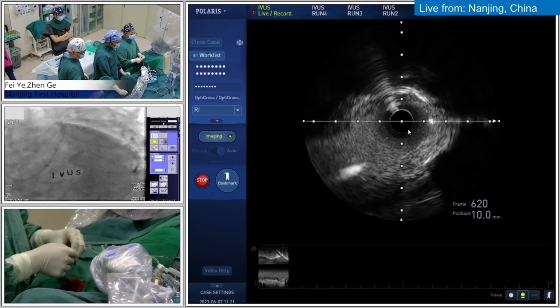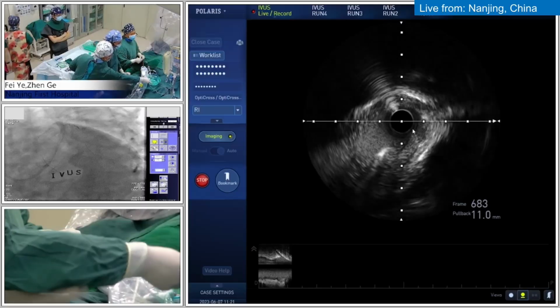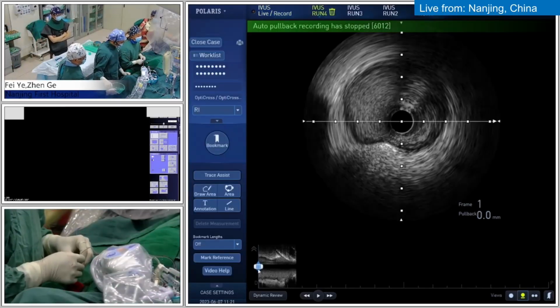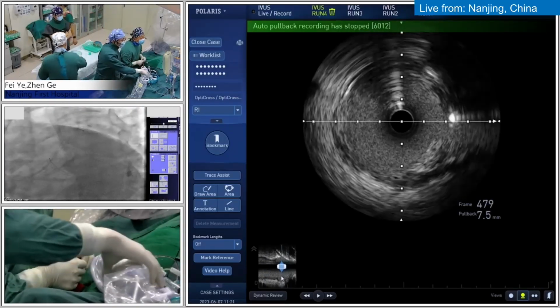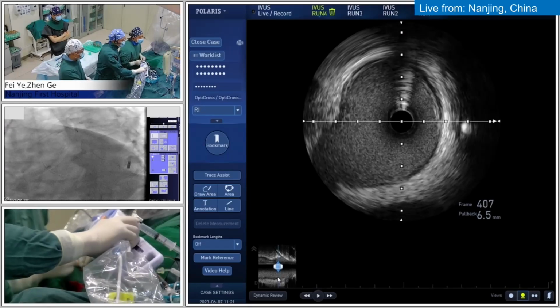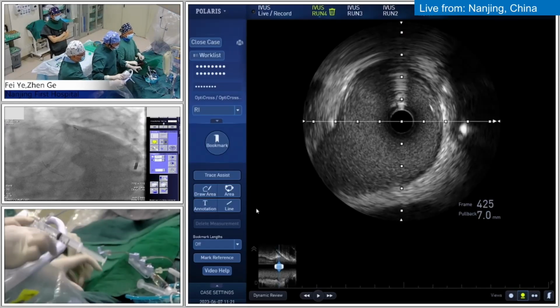Okay, we can see this: the LED and the circumflex. Yes, we can see it clearly. Stop here. I will check the ostium of the ramus. It's normal, no plaque.